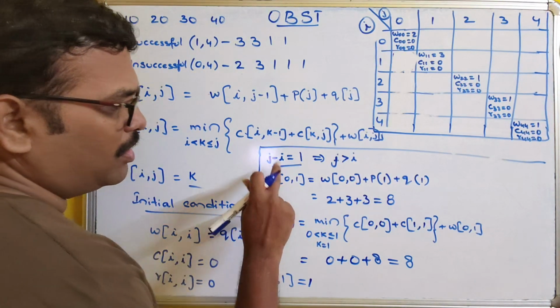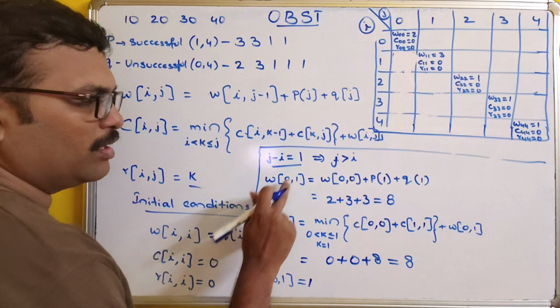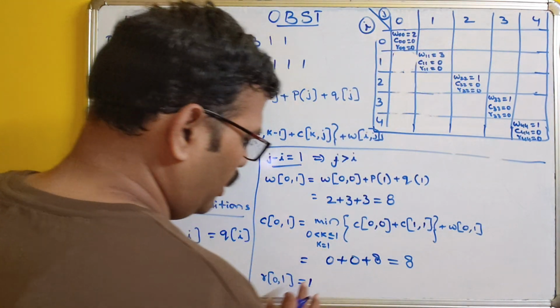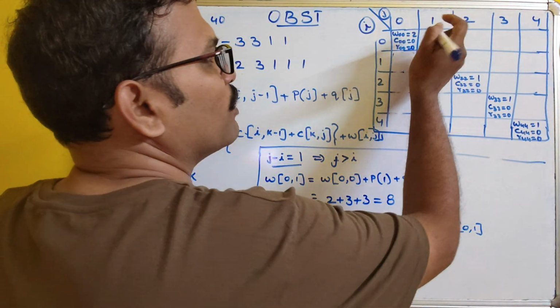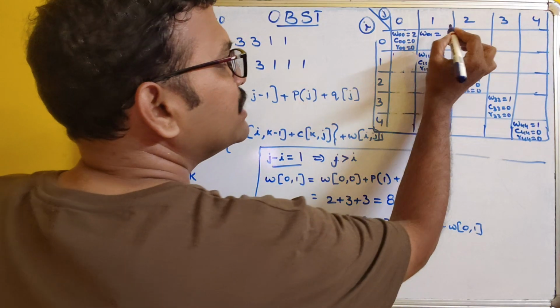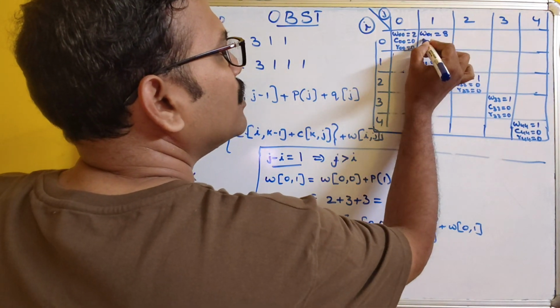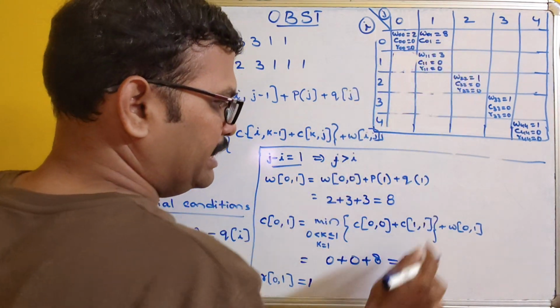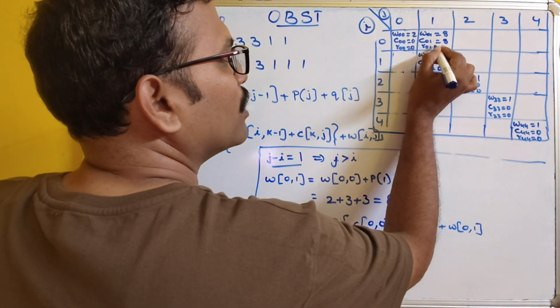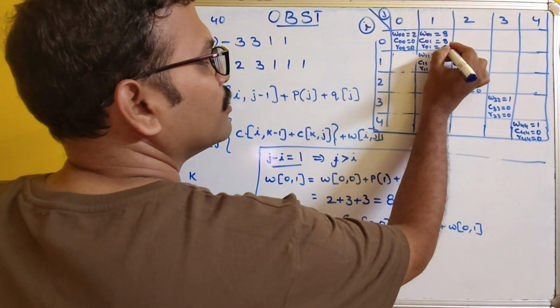Whenever j minus i is equal to 1, W of 0 1, C of 0 1 and R of 0 1, we need to fill these. So 0 1 means this one. W of 0 1 is 8, C of 0 1 is again 8, and R of 0 1 is 1.